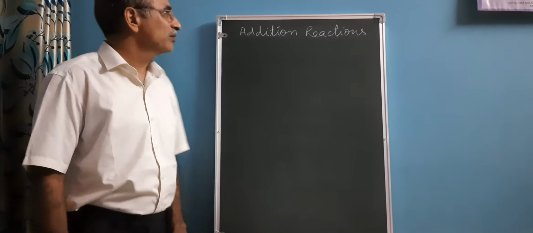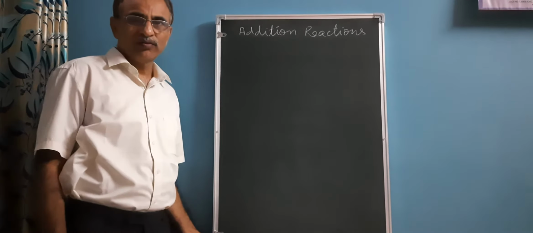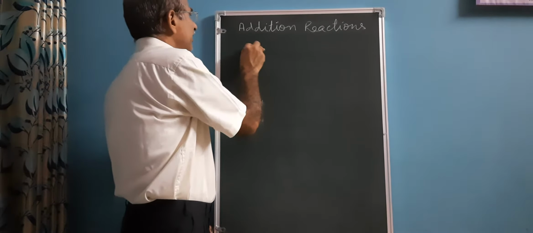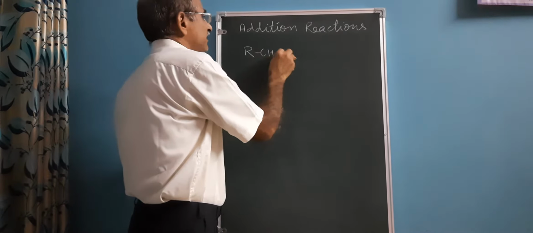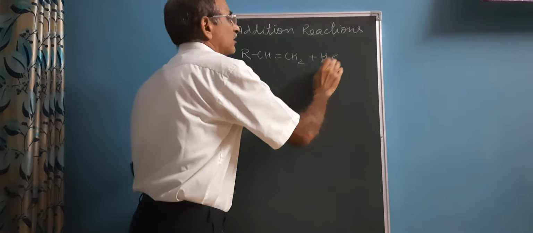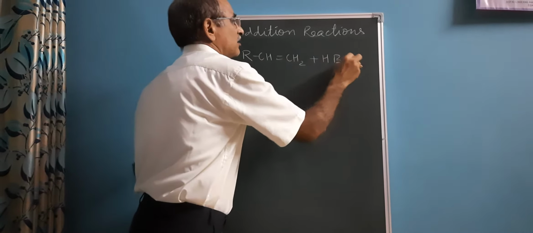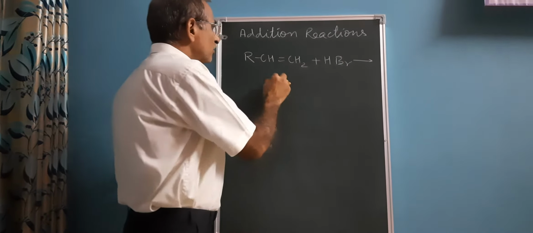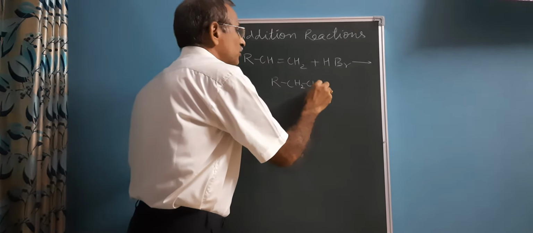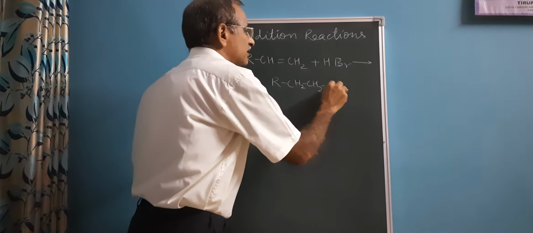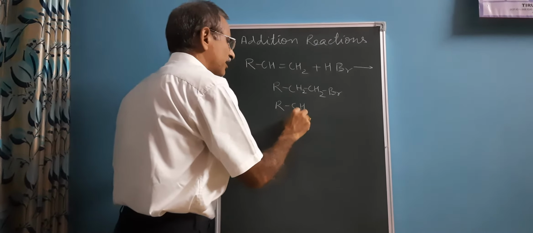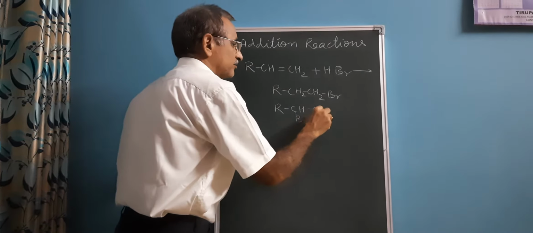Hello everyone. Today we will discuss addition reactions. First we will start with Markovnikov. Whenever addition of halogen acid is carried out at asymmetric alkene, here we can observe that there are two positions where this bromine can occupy, either at first carbon or at second carbon.